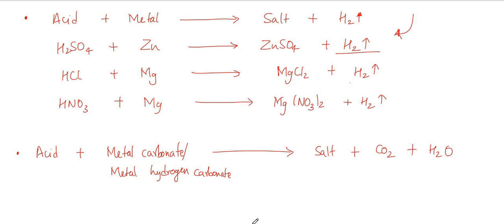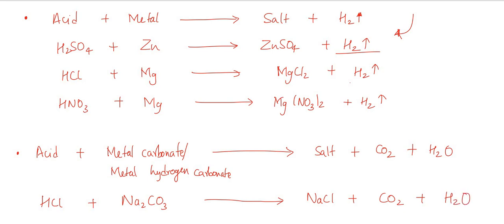Let us take an example of this property. We are considering HCl reacting with a metal carbonate like sodium carbonate, Na2CO3. What will it form? It will form salt, NaCl plus CO2 plus water. When a metal carbonate reacts with acid, it forms a salt, carbon dioxide gas, and water.